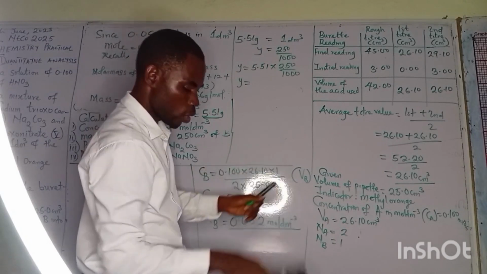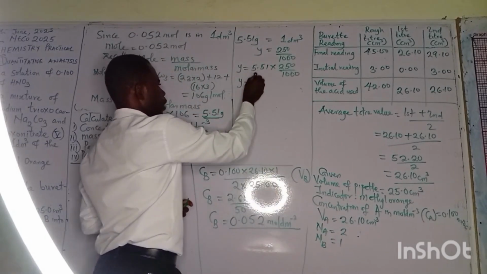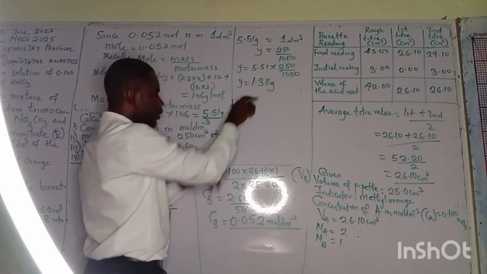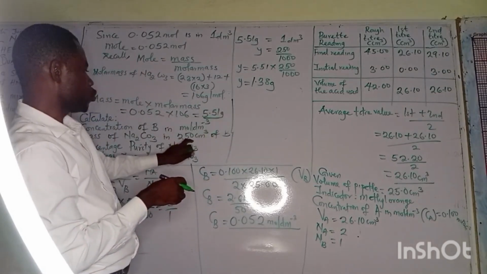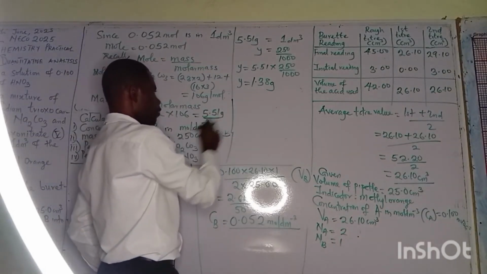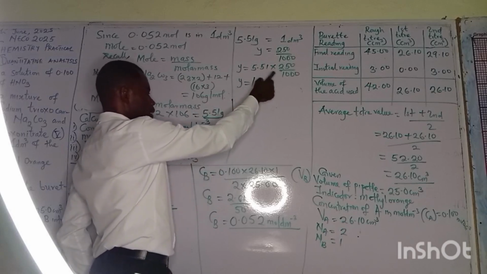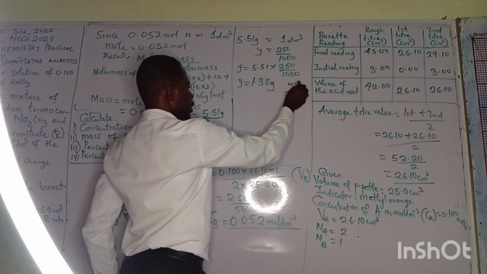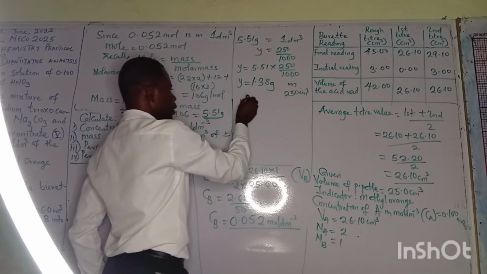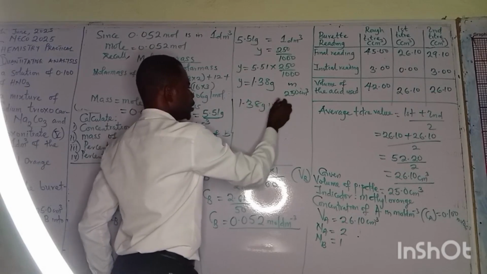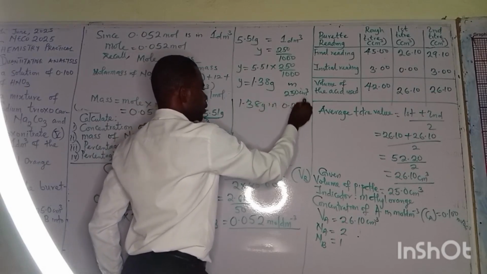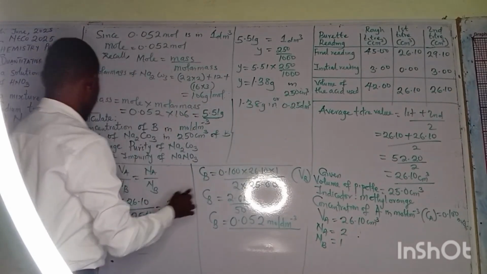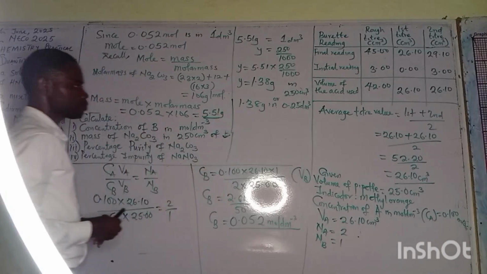So here I got 1.38 gram. That is 1.38 gram is the one that is in 250 cm3. That is, we have y equals 1.38 gram in 250 cm3, or you can say 1.38 gram in 0.25 dm3. We are all saying the same thing. Anyone you want, you take it, and that will satisfy the answer to number 2.